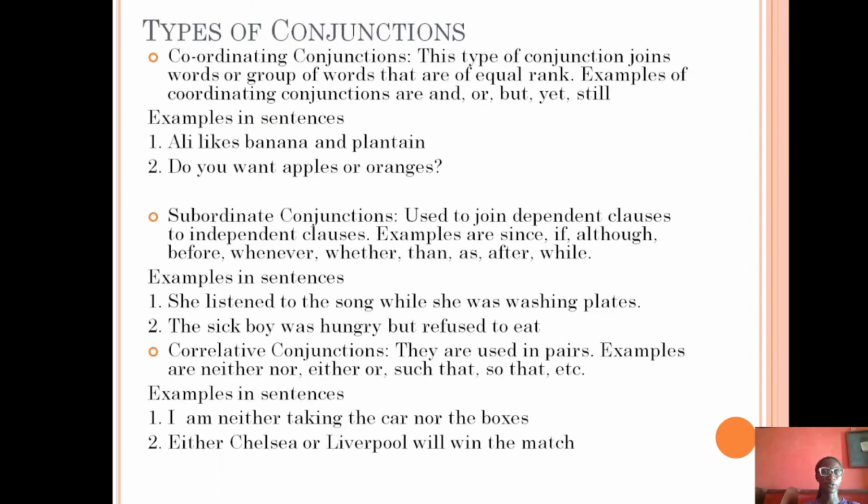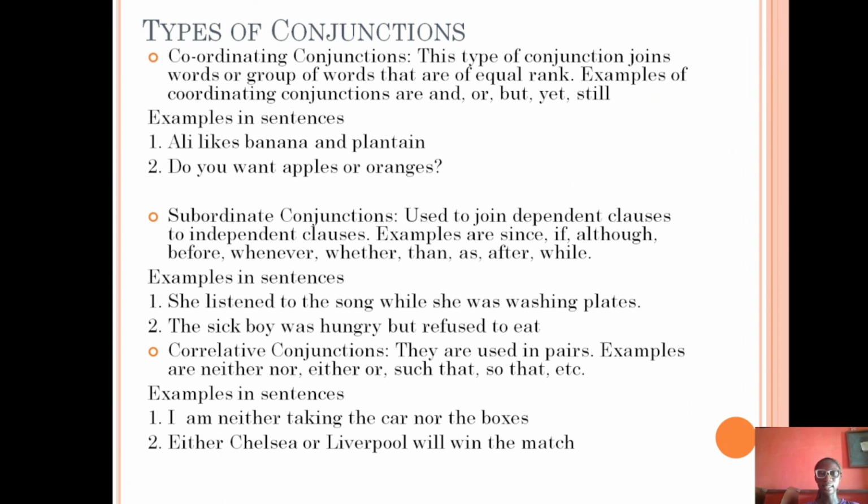Let's look at types of conjunctions. In English language, we have three types of conjunction. The first one is what we call the coordinating conjunctions. Now, what does this type of conjunction do? It simply joins words or group of words that are of equal rank. So words that are of equal rank. Examples of coordinating conjunctions, we have and, we have or, we have but, yet, still.